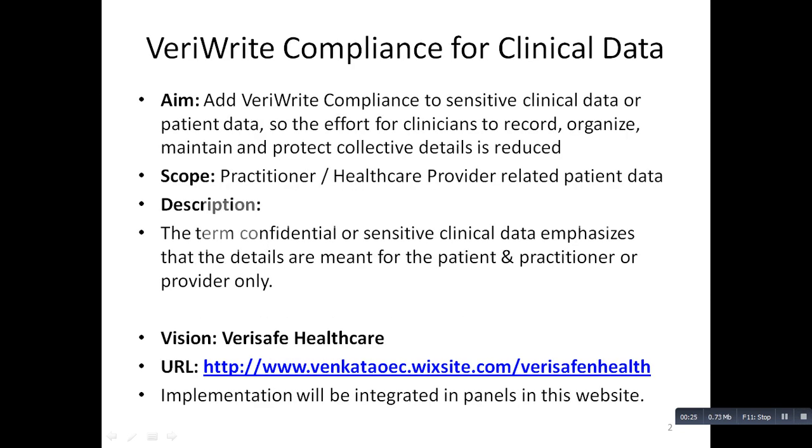The aim of VeriWrite Compliance is to add VeriWrite Compliance to sensitive clinical data or patient data so as to reduce the effort that goes into recording, organizing, maintaining and protecting collective details. The scope is primarily practitioner or healthcare provider related patient data. We've tried to describe the term confidential and sensitive to mean details that are meant for the patient and practitioner or provider only. Our vision is called VeriSafe Healthcare, that's veritable and safe healthcare. We do have a URL out there, which is a proof of concept, and we intend to integrate this implementation into panels in this website.